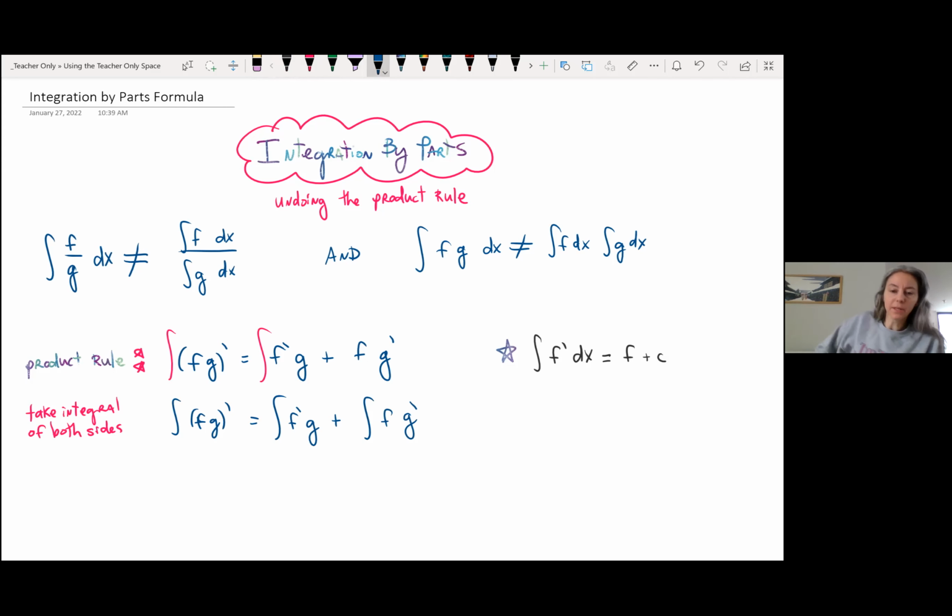And now that fundamental theorem that we just remembered tells me that this integral of (fg)', well, what is it the derivative of? It's just fg, so I can get rid of the integral. So fg is equal to the integral of f prime g plus the integral of fg prime. So here we distributed the integral into the addition and applied the theorem.